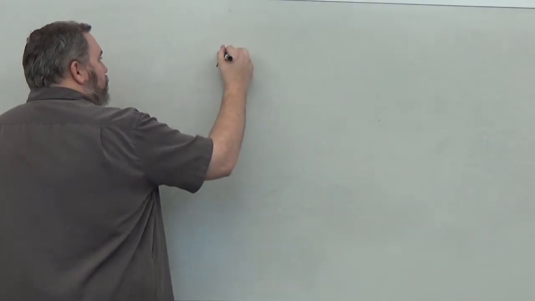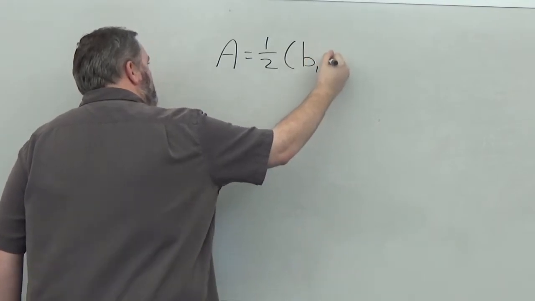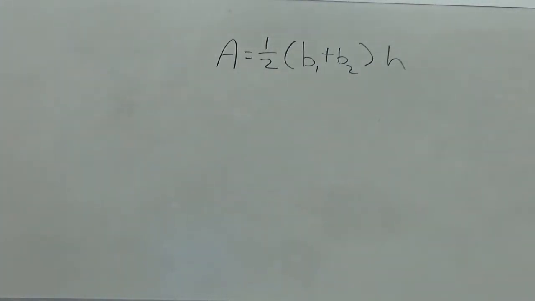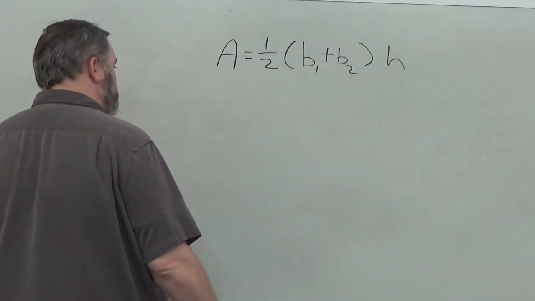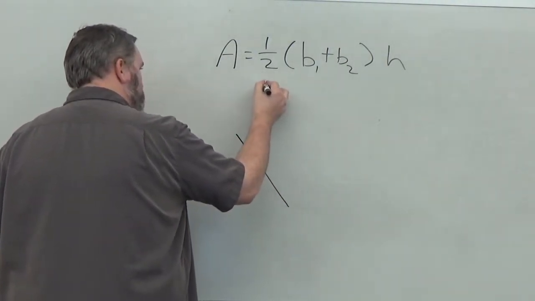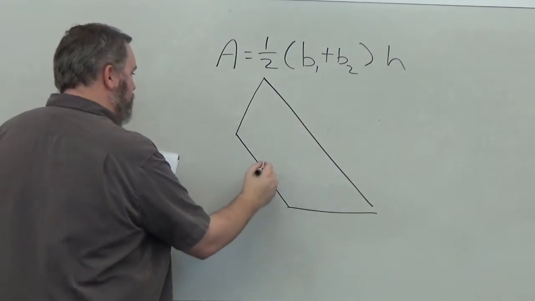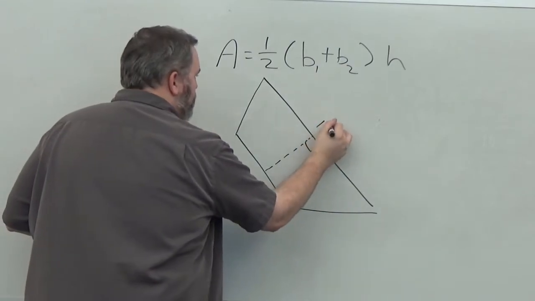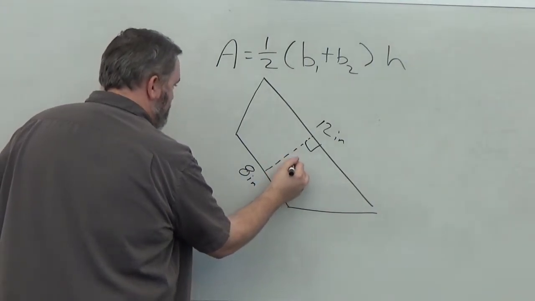So, in order to find the area of a trapezoid, we use this equation. A is equal to 1/2 times base 1 plus base 2 times height. So what are my bases? Well, my bases are the sides that are parallel. So let's draw a picture. I have a trapezoid, and we'll say this is 12 inches, this is 8, and this is 4 inches here.